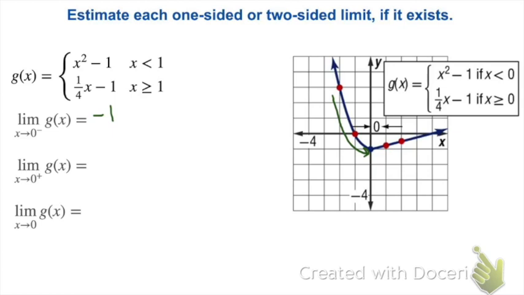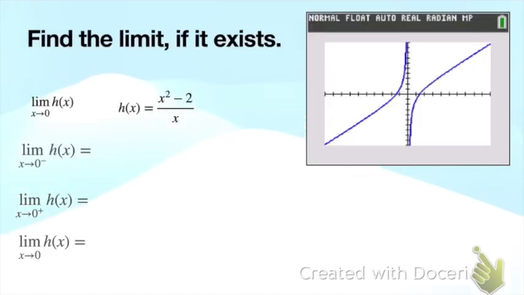Then we're going to come in from the right side, where it says limit as x approaches 0 from the right, the positive side. We're going to follow this line down, and it's also approaching negative 1. The last thing it says is the limit as x approaches 0 of g of x equals. The left side and the right side are both approaching negative 1, so my limit is negative 1. That's my L.